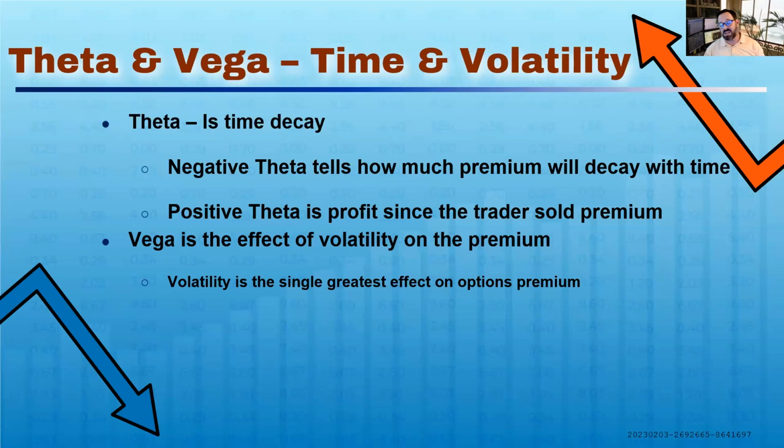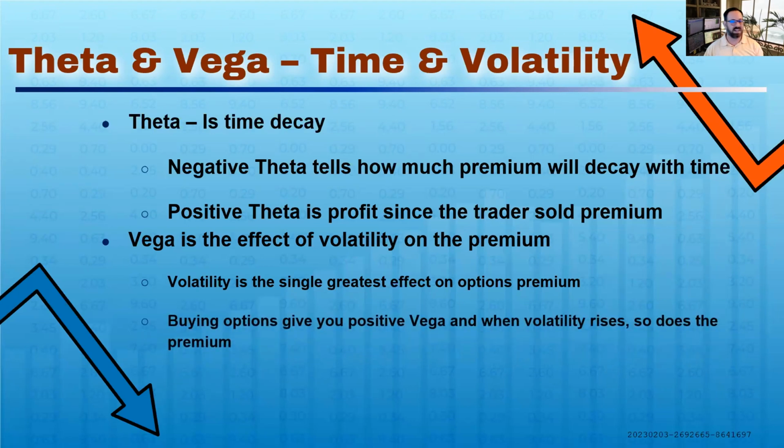And I said it's the biggest effect. It has more of an effect than anything else. Buying options gives you positive Vega. So if volatility goes up, the premium, the value of your option also goes up.